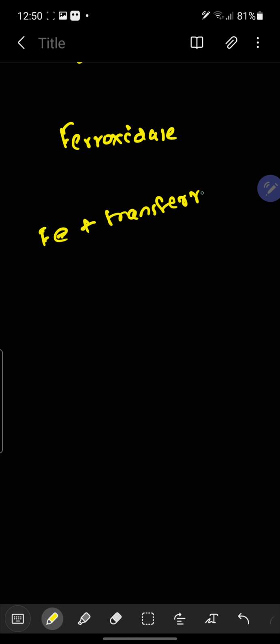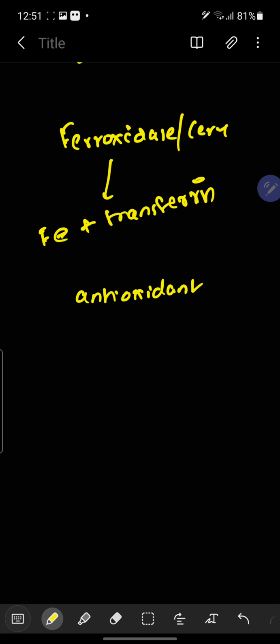The ceruloplasmin is also called ferroxidase. Okay, it is because the iron will be combining with the transferrin molecule with the help of the enzyme ferroxidase. Ferroxidase is helping. So ceruloplasmin is also called ferroxidase. Ceruloplasmin is an antioxidant in plasma.